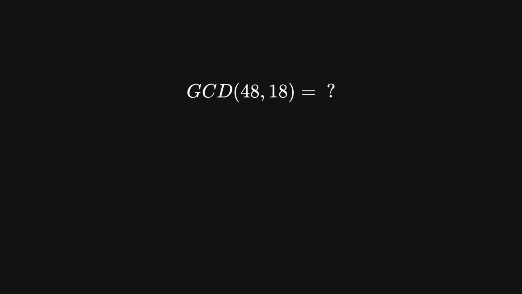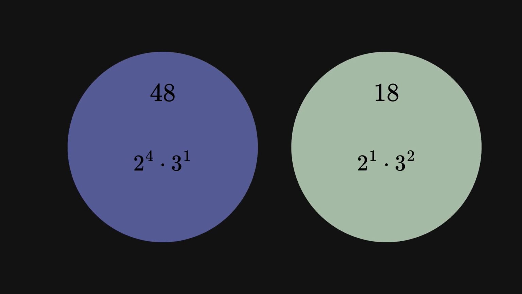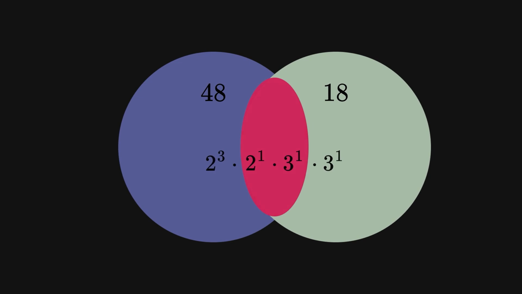Let's try to find the GCD of numbers 48 and 18. The number 48 can be expressed as the product of 2 times 2 times 2 times 2 times 3, which is the same as 2 to the 4th power times 3 to the 1st power. Similarly, the number 18 can be expressed as the product of 2 times 3 times 3, which is the same as 2 to the 1st power times 3 to the 2nd power. The prime factors they have in common are 2 to the 1st power and 3 to the 1st power, which, when multiplied, give the GCD of 6.